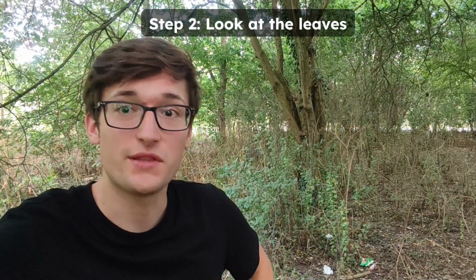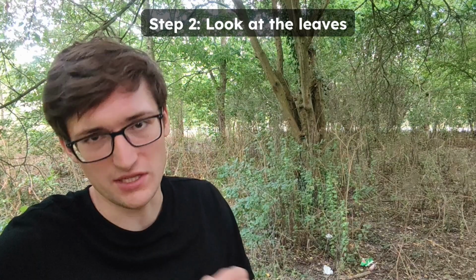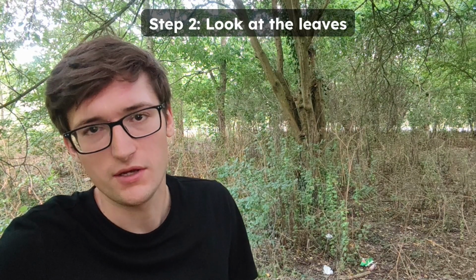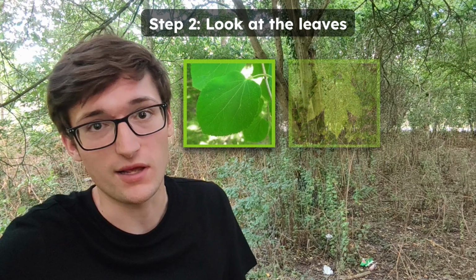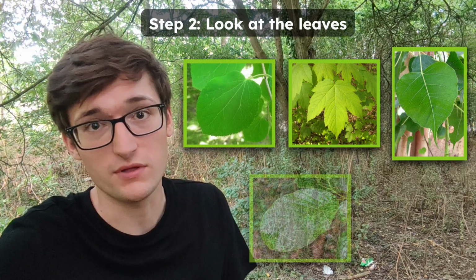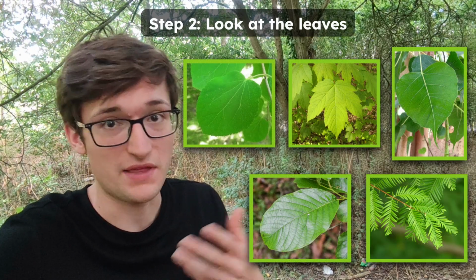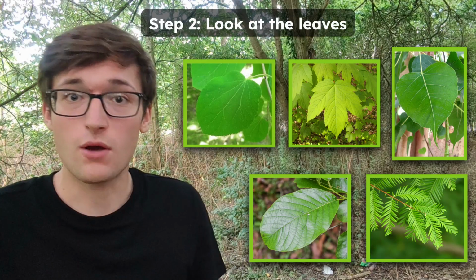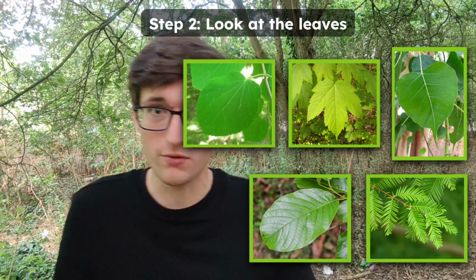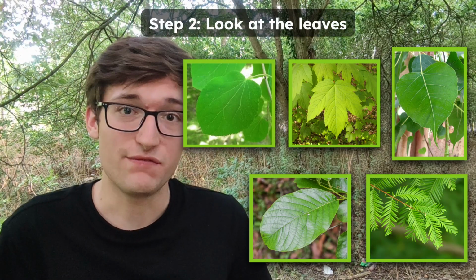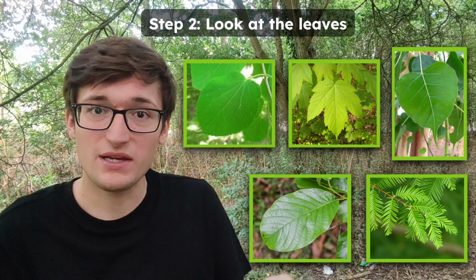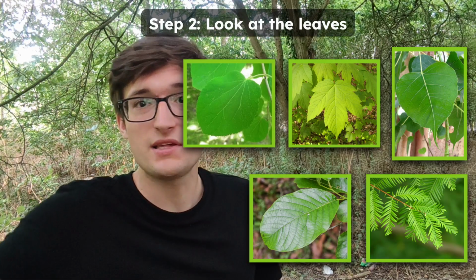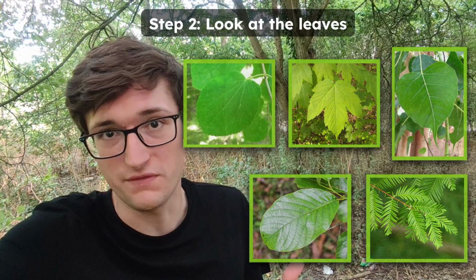Step 2. Look at the leaves. Leaves are usually the biggest clue to the species of a tree. You should ask, what shape are they? Rounded lobes, pointed lobes, heart-shaped, oval, needle-like? Are they simple, just one leaf, or compound, made of many small leaflets? What do the edges of the leaf look like? Is it smooth, serrated like a bread knife, deeply lobed? You can look at these different characteristics of the leaf.